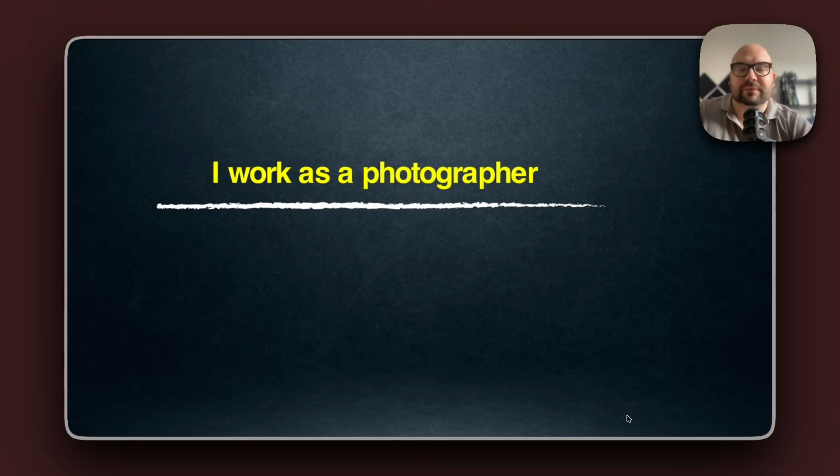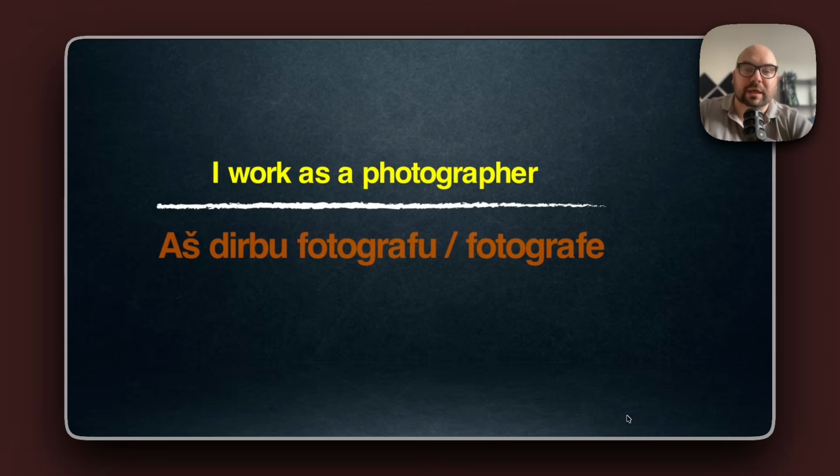So now, I work as a photographer. In this situation, you would use photographer in instrumental case. Aš dirbu fotografu, or if you're female, fotografe. There are different accents over here that you can put. Some of them are more correct, some of them are not, but both are definitely used. The latter one is a feminine version, this is a masculine one, right?